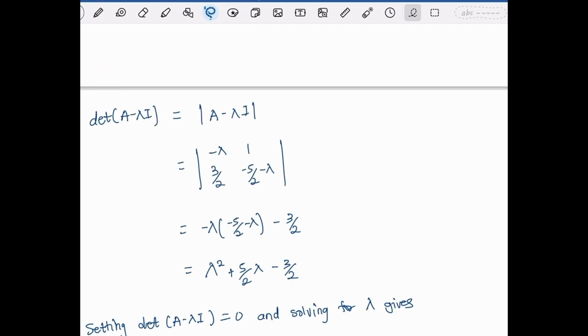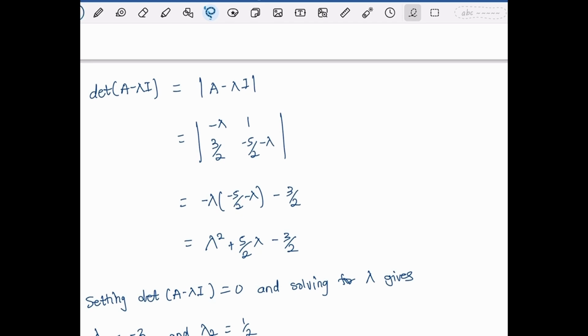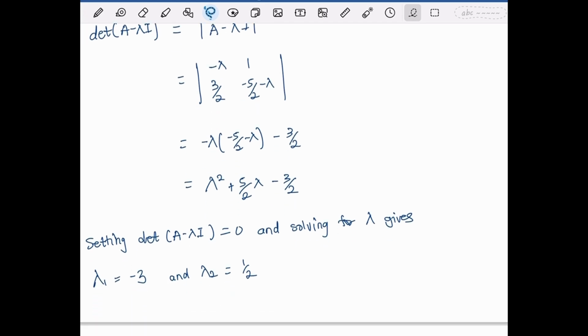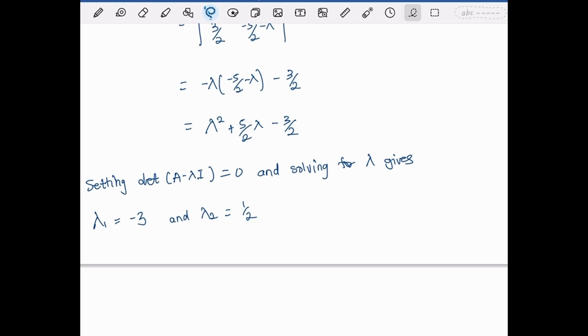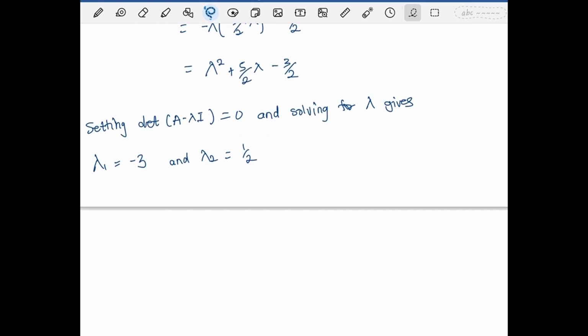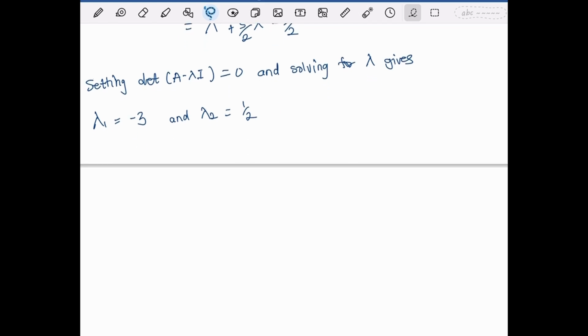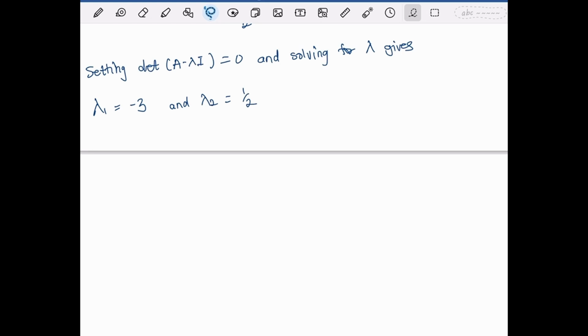So let's start. To find the eigenvalues, we first find the determinant of A minus lambda I. So this is what we are going to have. Then we simplify, and we are going to have lambda squared plus 5/2 lambda minus 3/2. Then we set the determinant to 0 in order to find the roots of the characteristic polynomial. The roots are giving us minus 3 and 1/2. Now we find the eigenvector for each eigenvalue as we did in the first example.